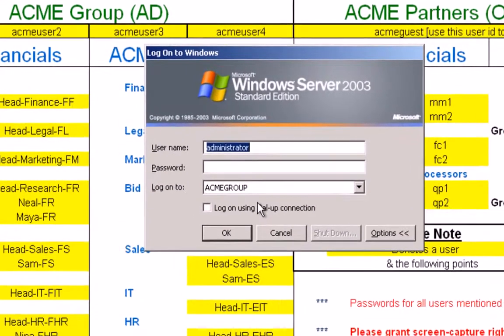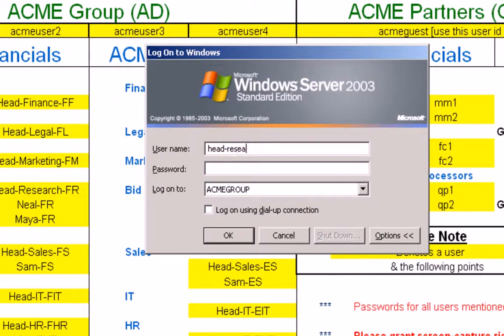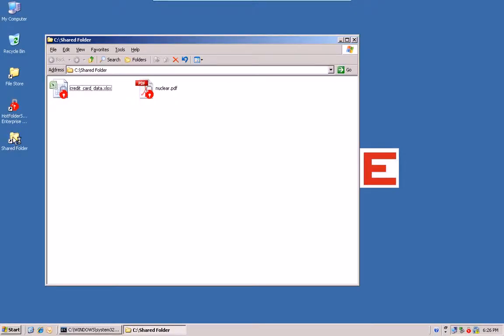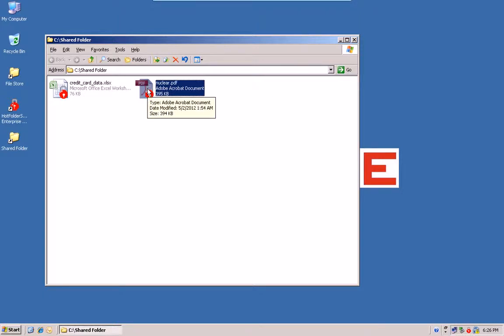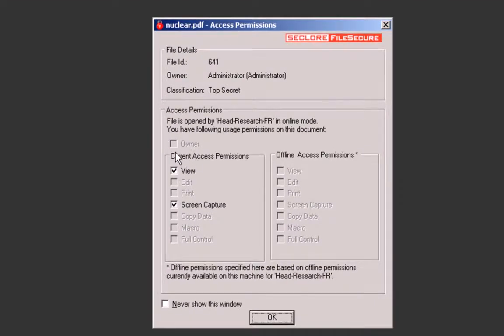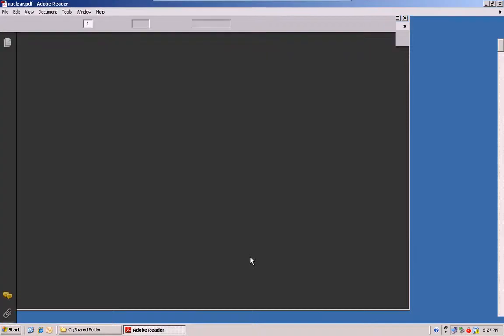We are going to now log in as the head of the research department and see what happens when the head of the research department tries to open the protected documents. As you can see, there are 2 documents. As the head of the research department, this user should have access to the nuclear document. Let's see what happens when he tries to open it. When this user opens the document, he has access to the document, but he has only view rights on the document. So let's open it and see the document.